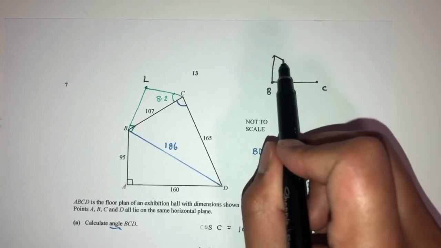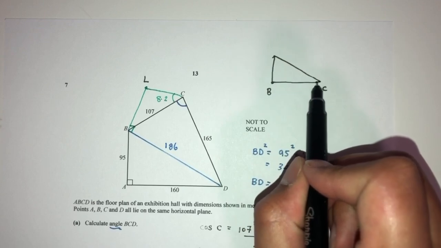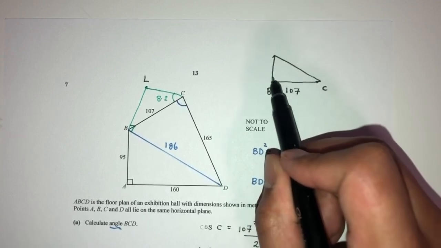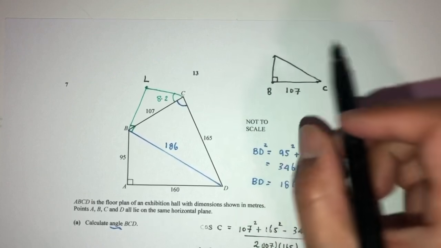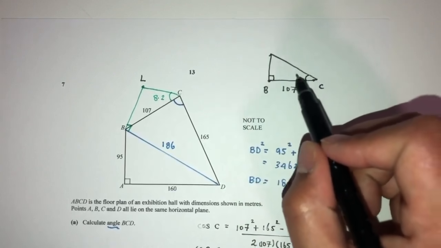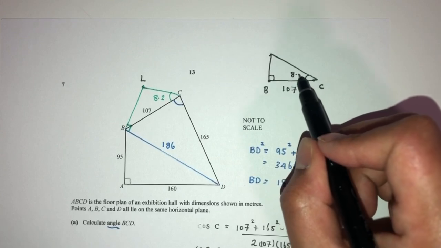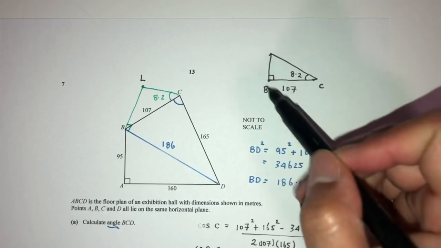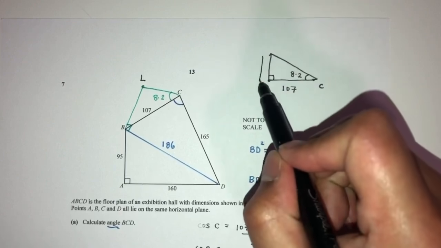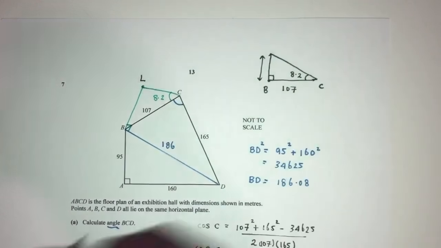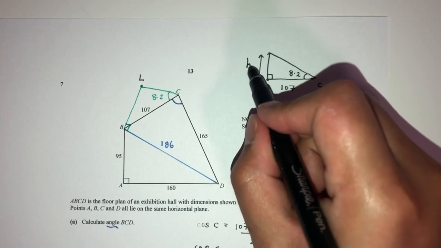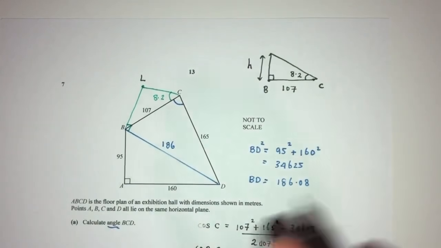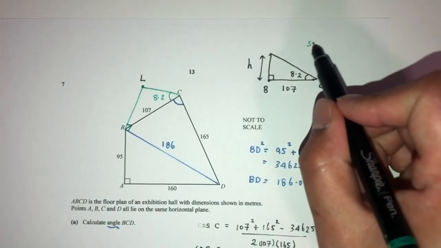Now if you want to join these two, we understand that BC is given to you as 107. This is 90, obviously, vertically above. And this angle here was given to you as 8.2 by the question. Now obviously, we can use the values given to find the length of the height. Let's call this h. What is the value of h? So we can use SOHCAHTOA.